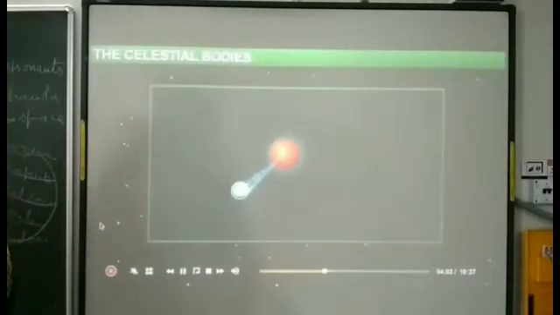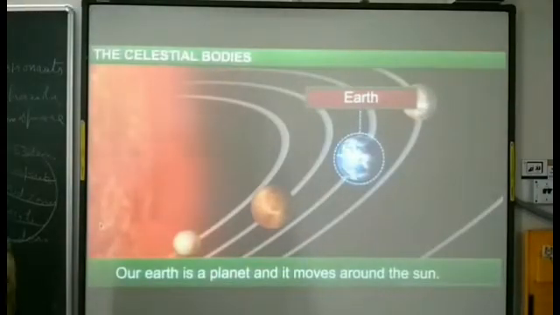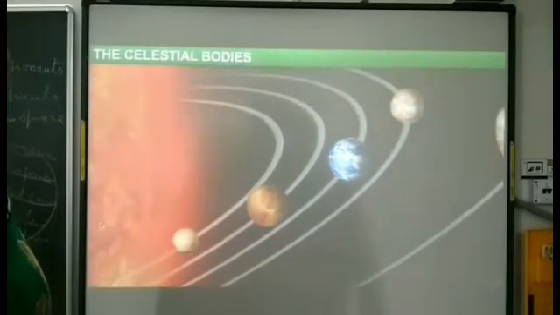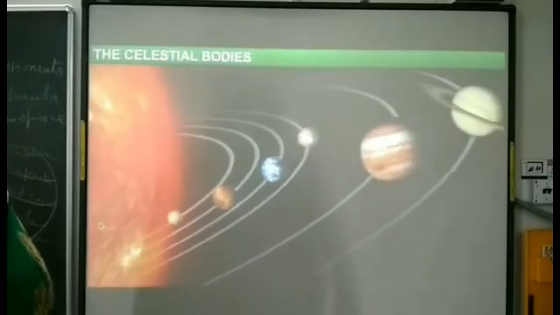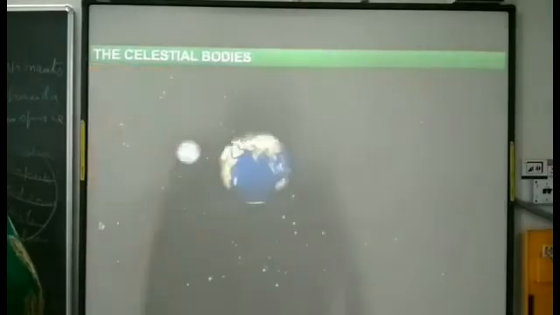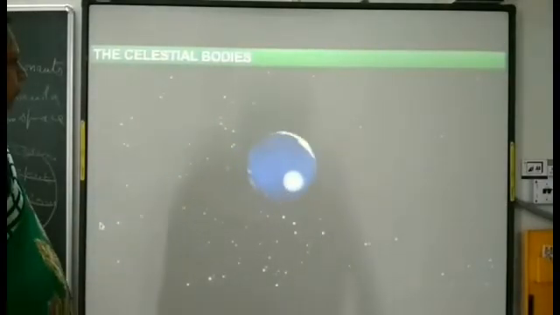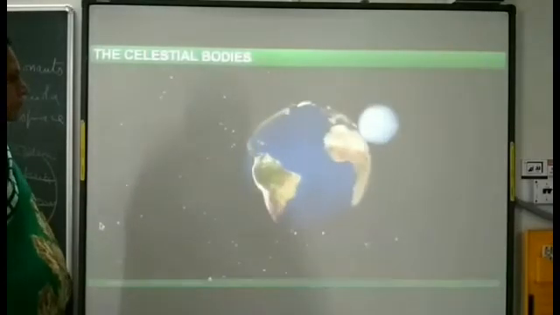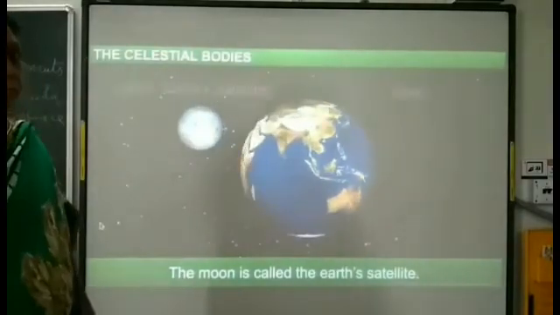Planets are generally smaller compared to the stars. Our Earth is also a planet. It moves around the sun, which is a star. Along with the Earth, there are 7 other planets that move around the sun in fixed paths. Some planets have other celestial bodies moving around them. These celestial bodies are called satellites. The moon moves around the Earth. It is the Earth's satellite.